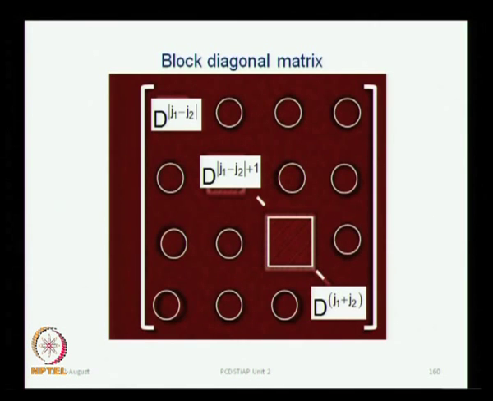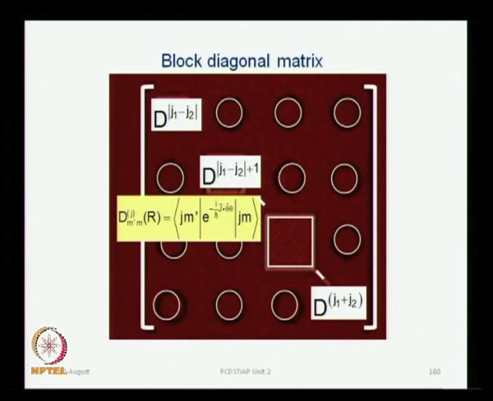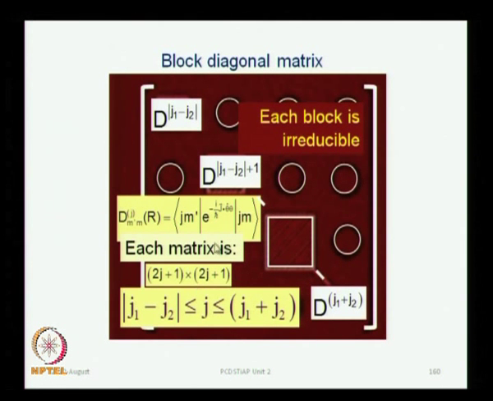So this is the block diagonal form of the Wigner D matrix, and in each block the value of j will be different. This j is j min for this block, j min plus 1 for the next block, and j max for the last block, which is j1 plus j2. Each block will have a dimensionality 2j plus 1 times 2j plus 1, but the value of j will be different, increasing from upper left to the lower right in steps of unity, and there is no way you can reduce any one of these blocks.